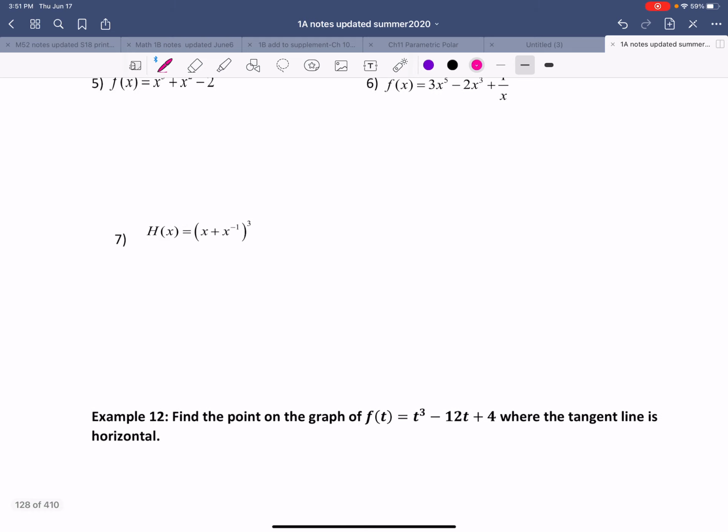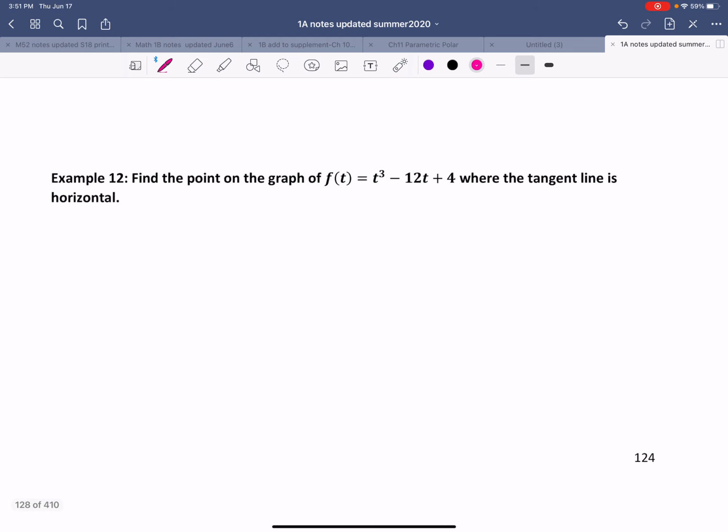All these are pretty simple. We'll look at one more example. Find the points on the graph where the tangent line is horizontal. When is the tangent line horizontal? The tangent line is horizontal whenever the derivative is equal to 0. So at any point where the derivative is 0, the tangent line is going to be horizontal.